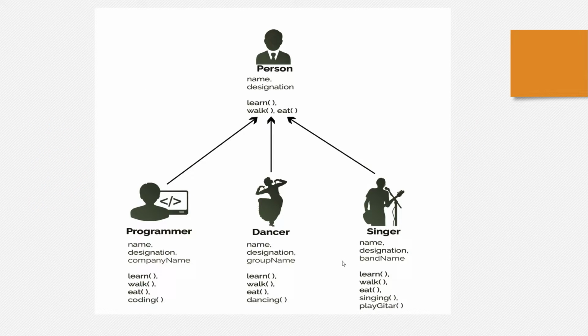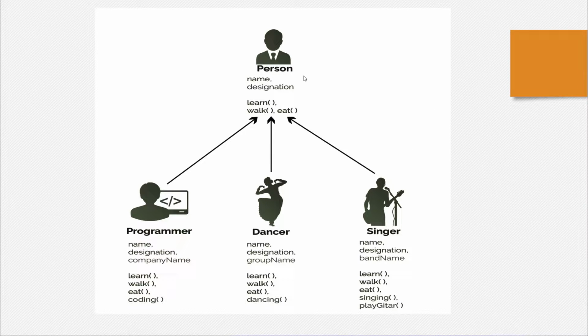Let's see an example here. As you can see, there is a person. This person has a name and designation. There are three functions: learn, walk and eat. As we know, every human being can learn, walk and eat. This is a simple class, a base class or parent class. There are many nomenclatures used: base class, child class, parent class, derived class, like that.